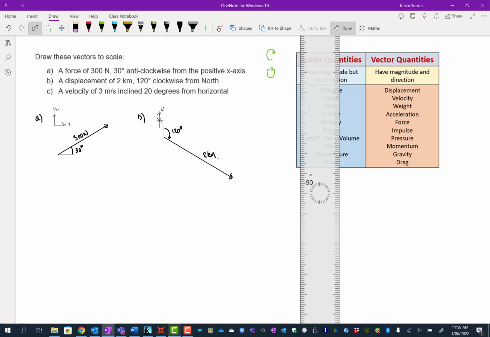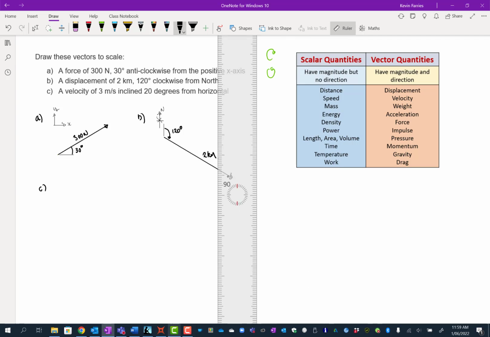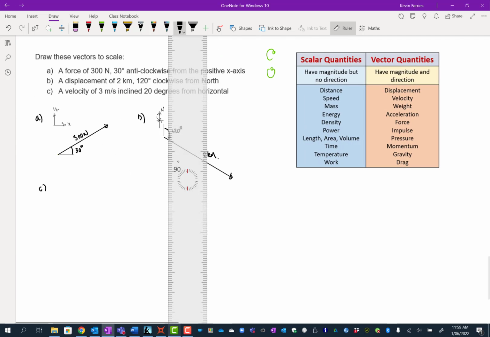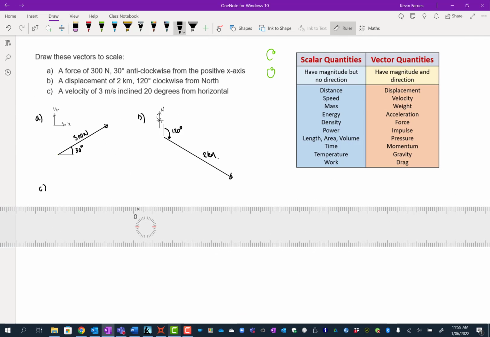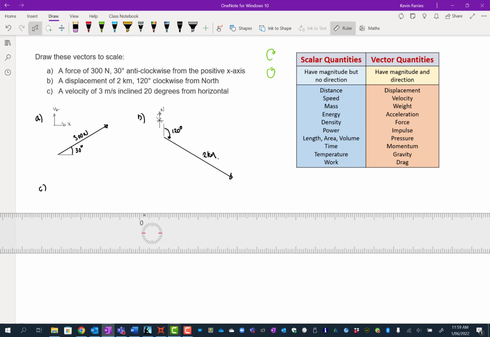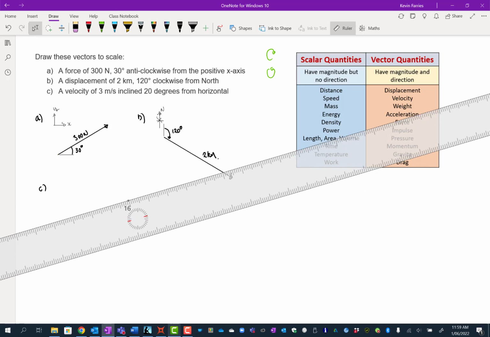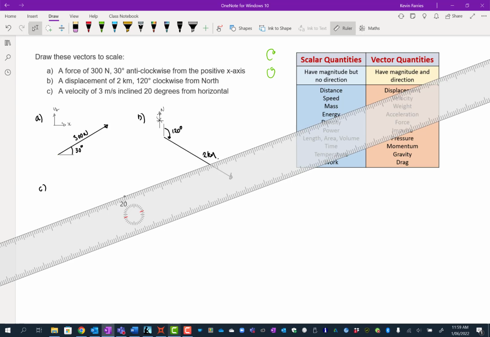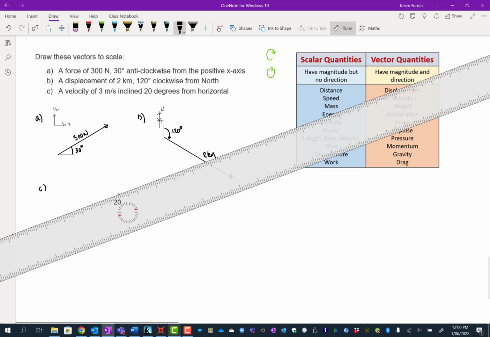Okay, velocity of 3 meters per second, inclined at 20 degrees to the horizontal. So incline means start at horizontal. And we're going 20 degrees upwards from there, so incline from there. 20 degrees. And we're doing 3 meters per second, so I'll just do 10 divisions is equal to 1 meter per second. 1, 2, 3 meters per second.